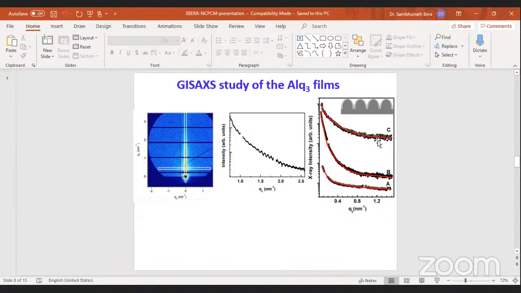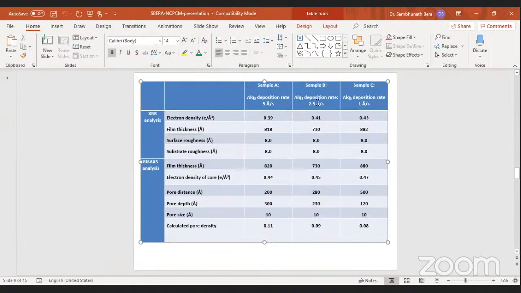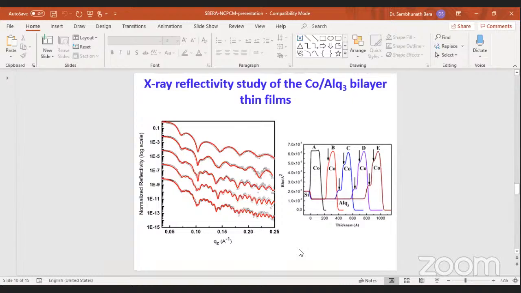This is the data for 3 samples deposited at 3 different deposition rates, and this is the summary of what we found. You can see that the electron density increases with decreasing deposition rate, and also the pore distance increases and the pore depth decreases. So these two independent results, X-ray reflectivity and GISAXS analysis, indicate that with decreasing deposition rate, the quality of the Alq3 films increases. We then deposited cobalt film on this Alq3 film with different thicknesses.